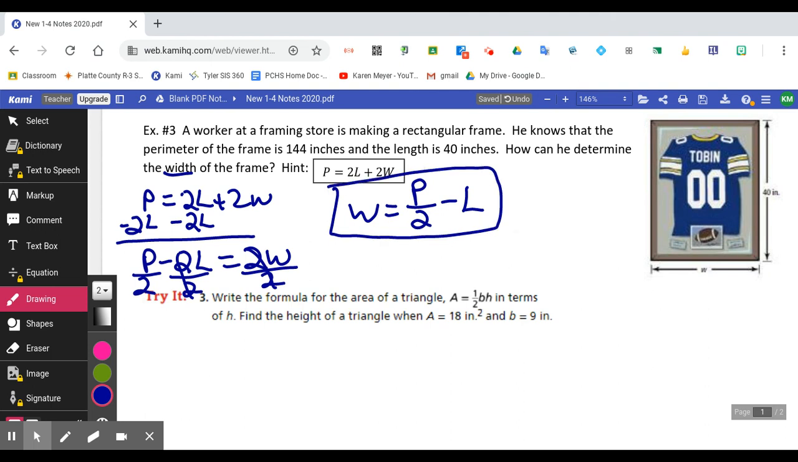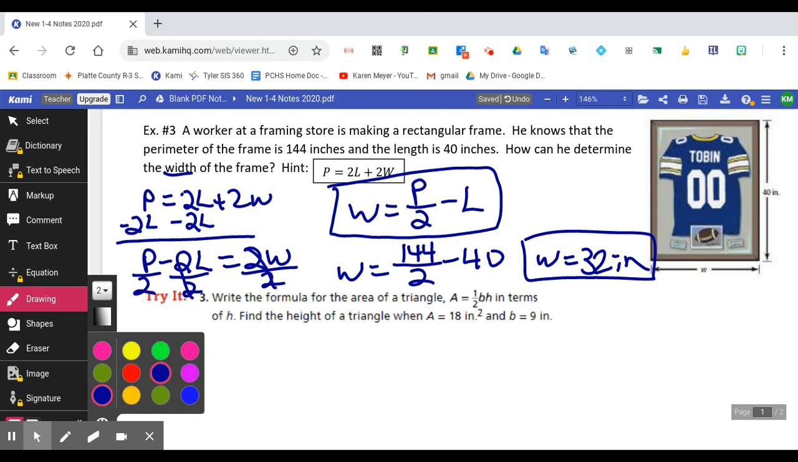Now all I have to do is take the numbers they give me and plug them in. It says the perimeter is 144, so plug that in for P. It tells me the length is 40, so plug that in for L. So take 144 divided by 2, then subtract 40 from that, and you come up with the width of 32 inches.